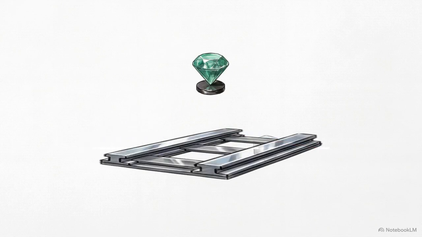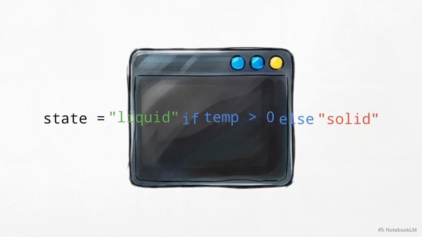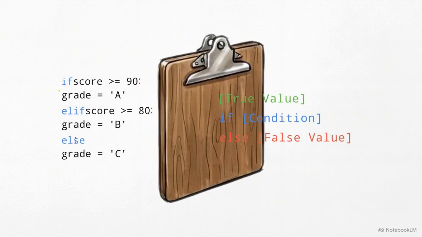For simple binary choices, you can use a conditional expression. This is a professional shortcut for assigning a variable's value based on a single condition. This effectively collapses a bulky 4-line if-else block into a single, sleek line of code. The structure is inverted here. You state the true value first, followed by the if condition in the middle, and the false value at the very end.